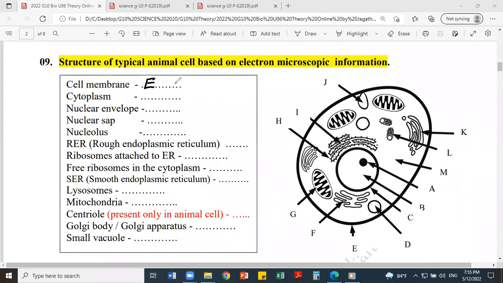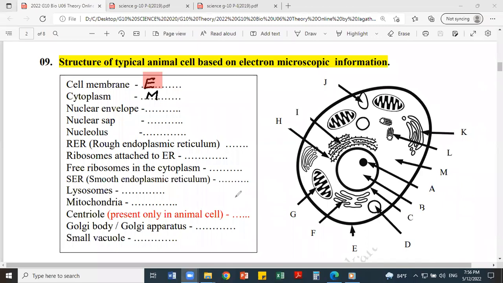Complete the blanks, those who have got the printout. Who can tell me the cytoplasm here? Which structure acts as cytoplasm here? Any volunteers? Mohammed, what is the cytoplasm? Cytoplasm is the free area of the cell. M. Very good. Correct. Capital M. Complete the blanks. Cytoplasm is capital M.